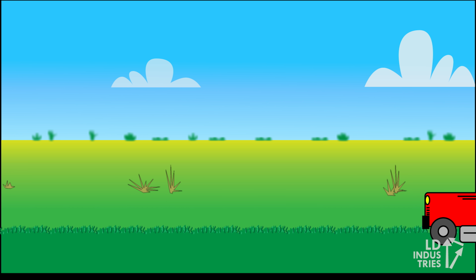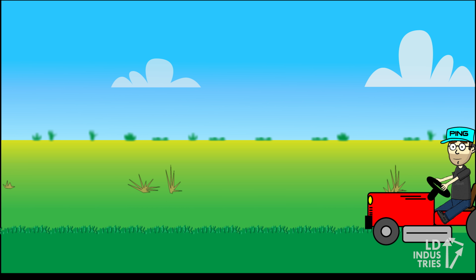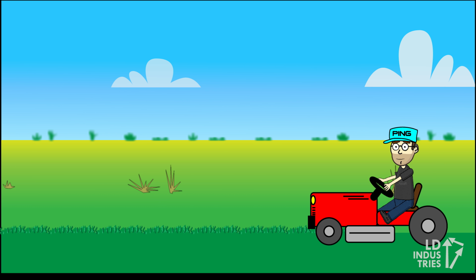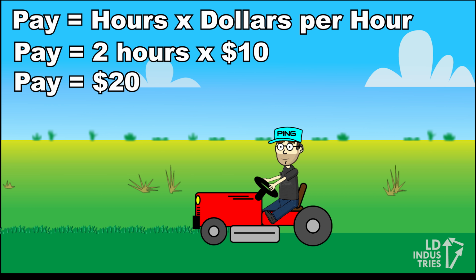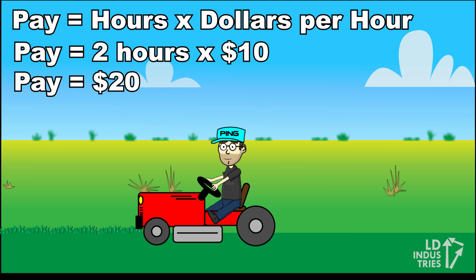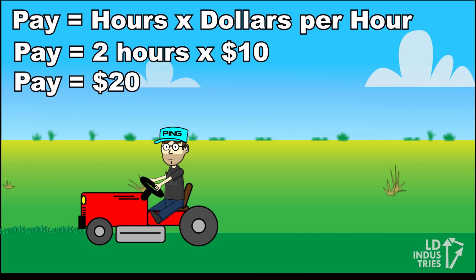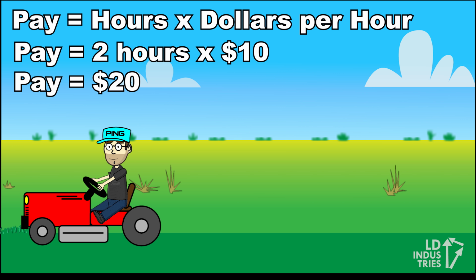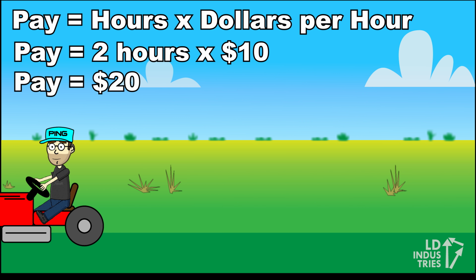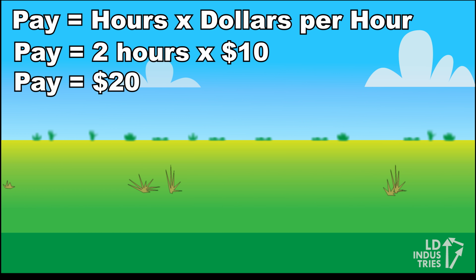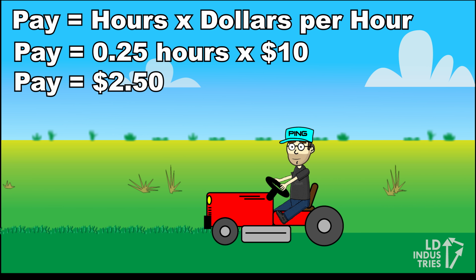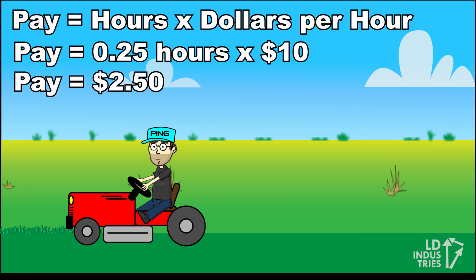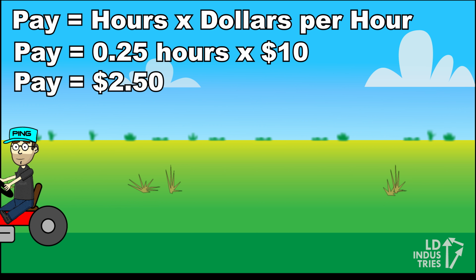Let's say I hire you to mow my lawn, and we agree that I'll pay you $10 per hour. So I guess you could work out your pay with a simple equation. Your pay equals the number of hours you work times the amount of dollars per hour. So if it takes you 2 hours to mow the lawn, I pay you 2 hours times $10 per hour, which is $20 of pay. But if it only takes you a quarter of an hour, I pay you 0.25 hours times $10 per hour, which is $2.50 of pay.